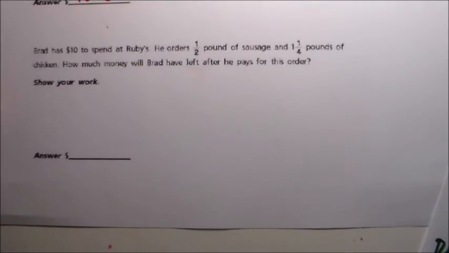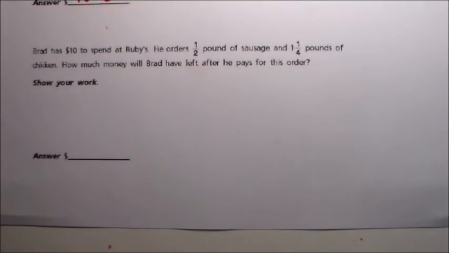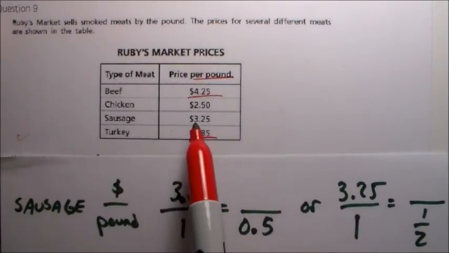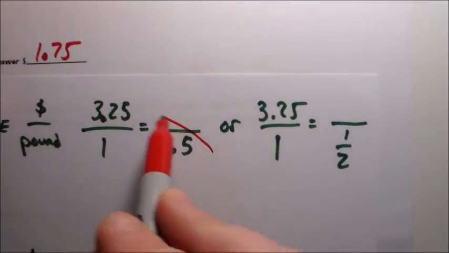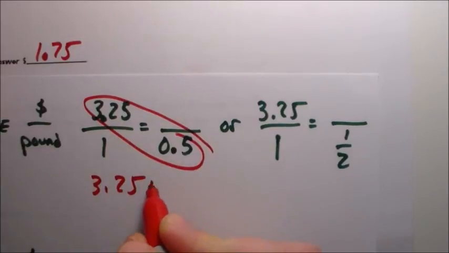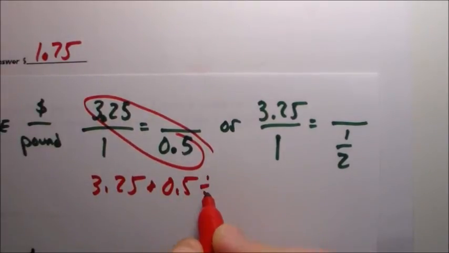Brad has $10 to spend. He orders a 1/2 pound of sausage and 1 1/4 of chicken. How much money will Brad have left after he pays for the order? So here we're adding them together. All right, so how much does sausage cost per pound? There we go, $3.25. He wants 1/2 pound. So let's just cross multiply and divide. 3.25 times 0.5 divided by 1.